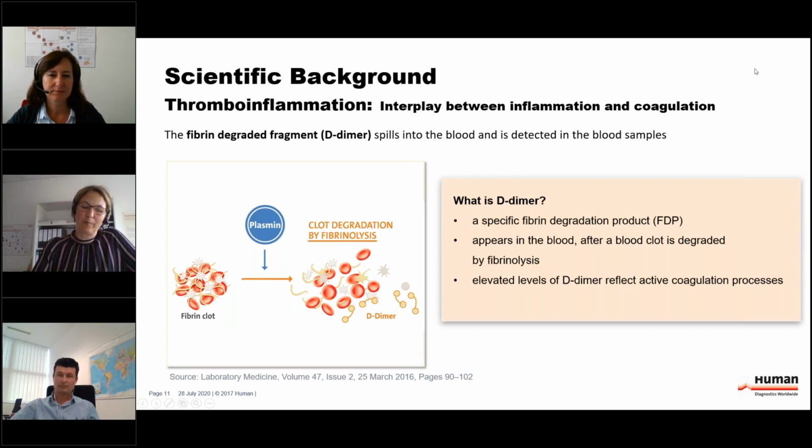Before I go on with my main topic about thromboinflammation, I will start with a short explanation about D-dimer. A blood clot, as you can see here, consists of cells and a fibrin network. D-dimer is a specific fibrin degradation product and appears in the blood after a blood clot is degraded by fibrinolysis, which is mediated through the action of the enzyme plasmin. Elevated levels of D-dimer reflect active coagulation processes.